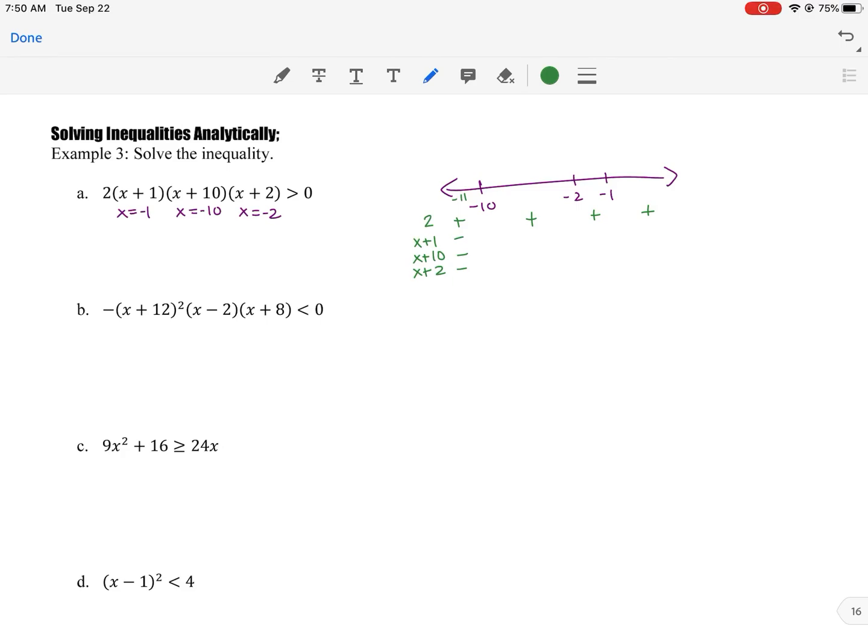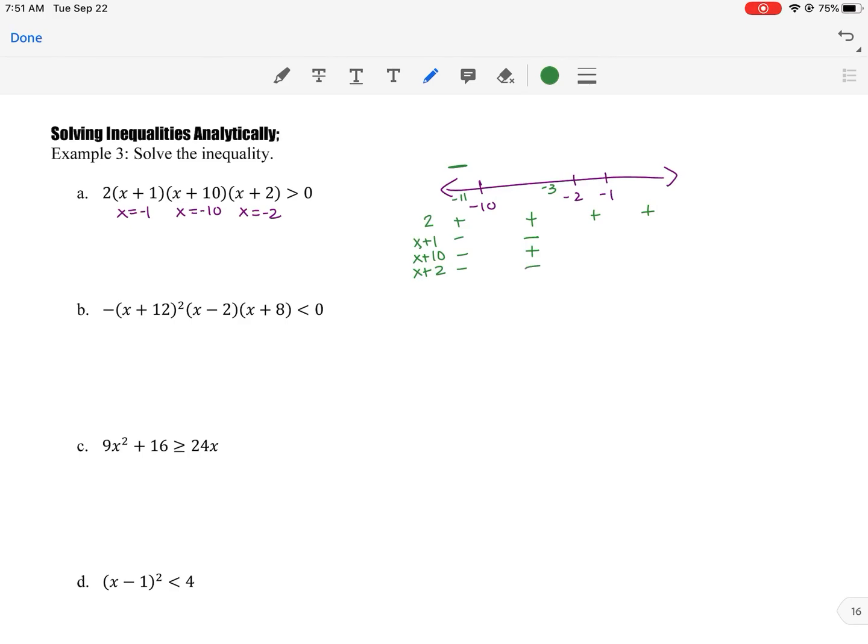So then think about multiplying this. A positive times a negative is negative, times another negative is positive, times a negative is a negative. So this interval is negative. Choose a number between -10 and -2. So maybe I choose -3. So the 2 is still positive. -3 plus 1 is negative. -3 plus 10 is positive. -3 plus 2 is negative.